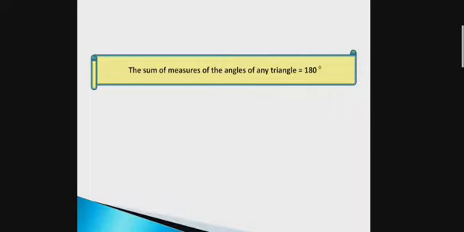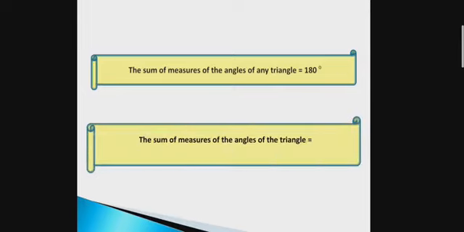Now we know that the sum of the measures of the angles of any triangle equals 180 degrees, and it is the same measure as the straight angle. So the sum of the measures of the angles of the triangle equals the measure of the straight angle.